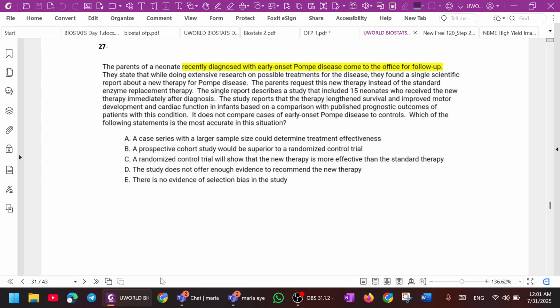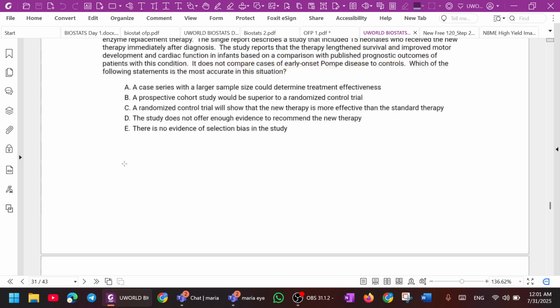Is it option D? Okay, we can check. Okay, let's see. Yes, it's D. Do you want to read the educational objective? Okay.